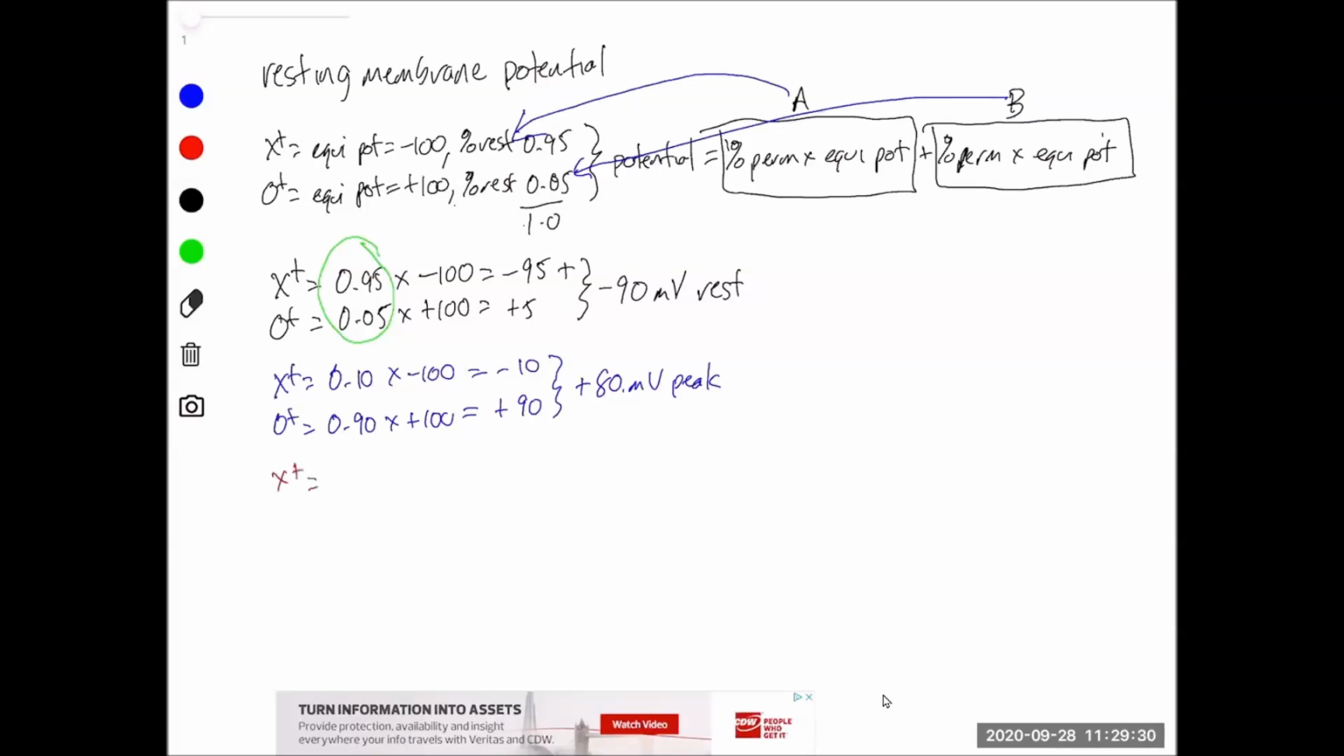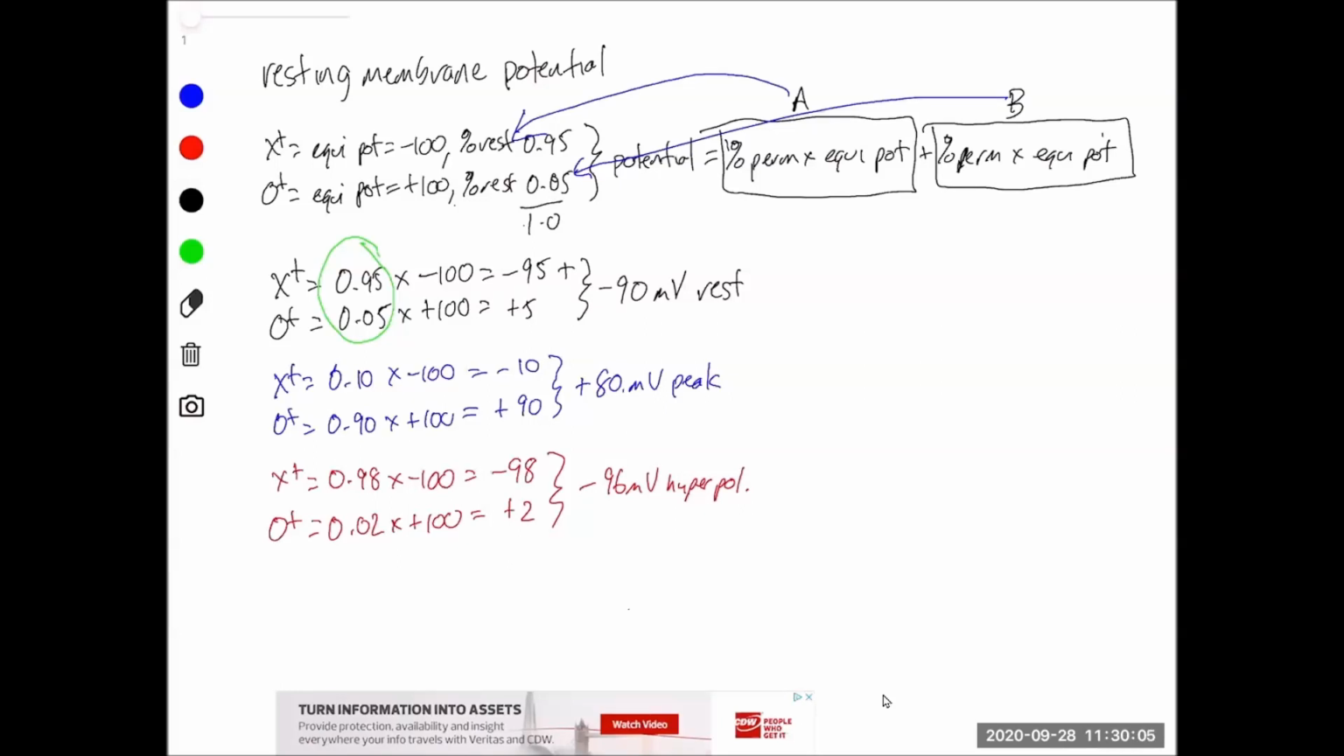So X plus equals 0.98 times minus 100 equals minus 98. And O plus equals 0.02, right? So that's 2%. So you've got to divide that by 100, so 0.02. Again, those two add up to 1.0, so we're okay. That's times positive 100, so that's positive 2. And if I add those together, I get minus 96 millivolts, and that's the hyperpolarization.